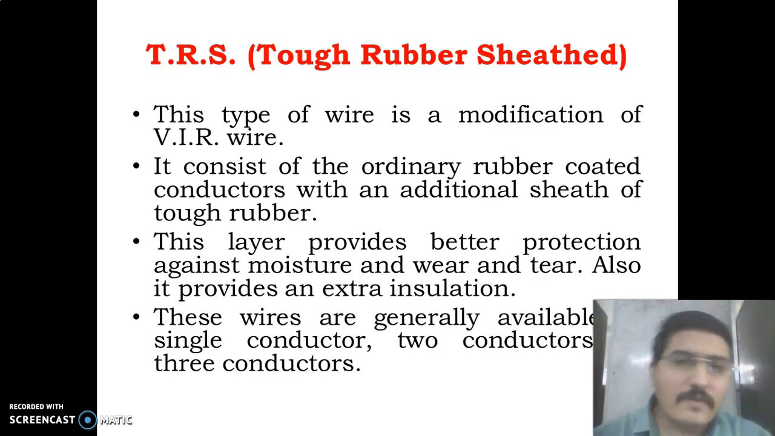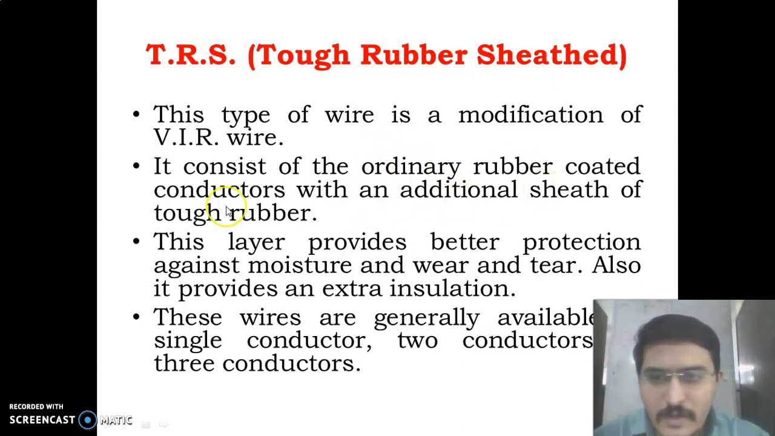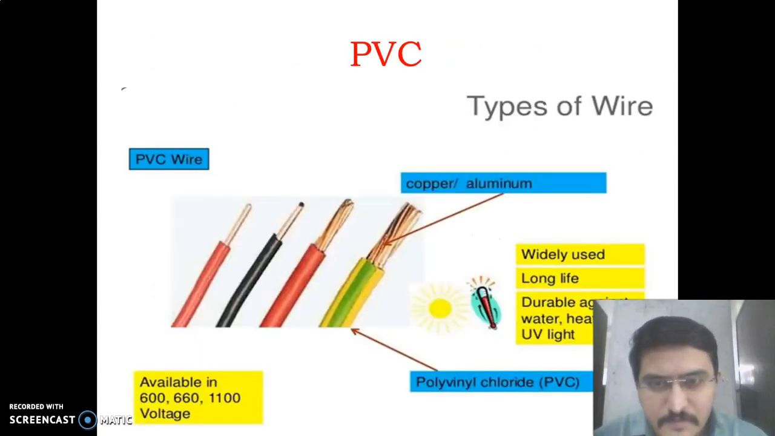TRS stands for tough rubber sheathed wire. It consists of ordinary rubber coated conductors with the addition of a sheath of tough rubber. This layer provides better protection against moisture and wear and tear. It also provides extra insulation to that particular wire. These wires are generally available in single conductor, 2 conductor or 3 conductor.